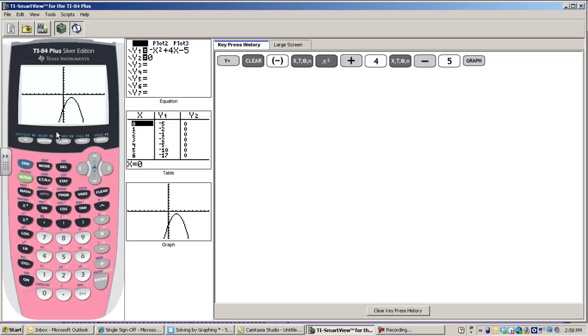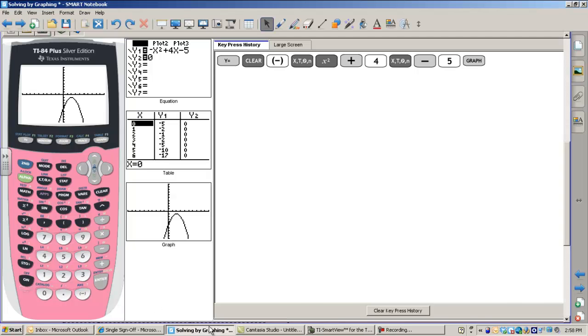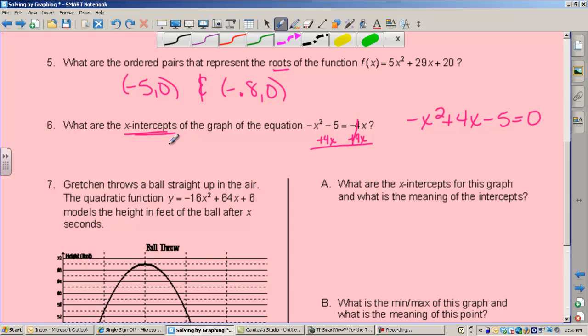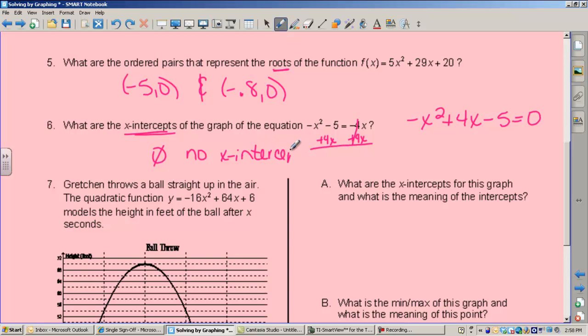So if I look at this parabola, it's upside down like it should be because it is a -x², but it never crosses the x-axis. And because it never crosses the x-axis, it doesn't have x-intercepts. So this just has no solution. You can say it has no x-intercepts. It doesn't have any. You cannot say that the x-intercepts are 0. If you tell me that the x-intercepts are 0, you're telling me that it crosses the x-axis at the origin, and that's not the case. So this is one of those problems that has no solution because it never crosses the x-axis.